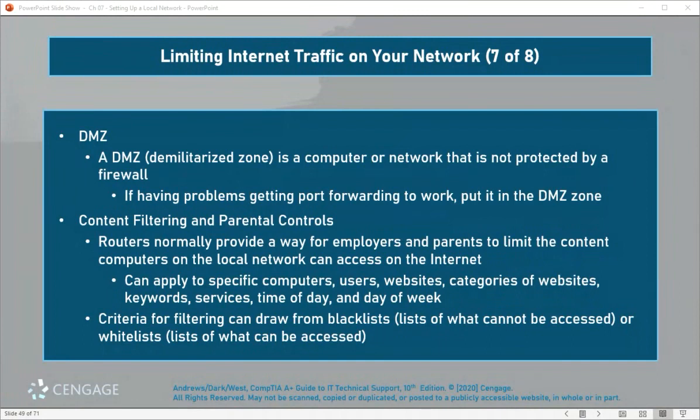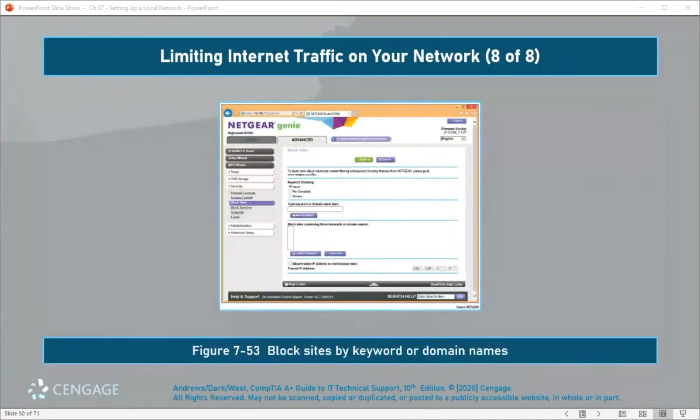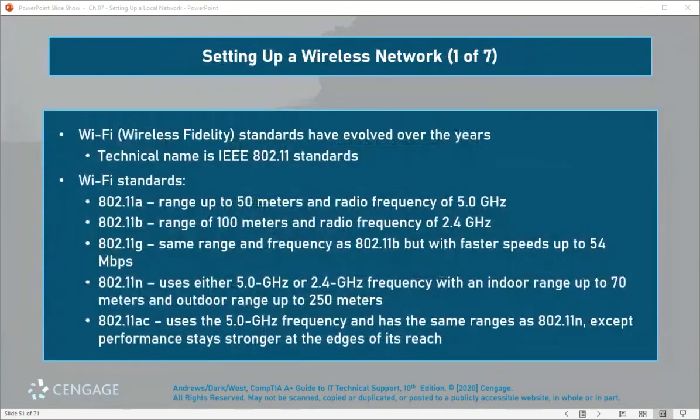Content filtering is also able to be done. You can filter things based on their type of content. So you can draw from, again, blacklists or whitelists. We can do it based on particular computers, particular users, categories of websites, individual websites themselves, keywords, services, time of day, time of week, whether or not we allow certain types of multimedia. Maybe we don't allow things like Flash because Flash has a lot of security vulnerabilities. So here we have the Netgear Genie, which allows us to filter things by domain names, keywords, things like that.